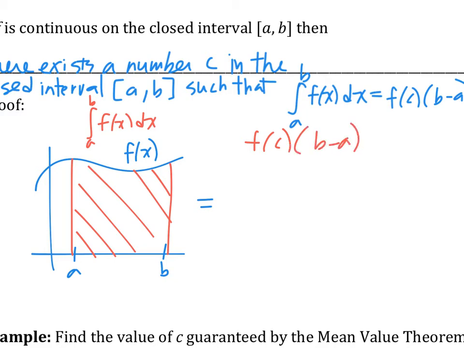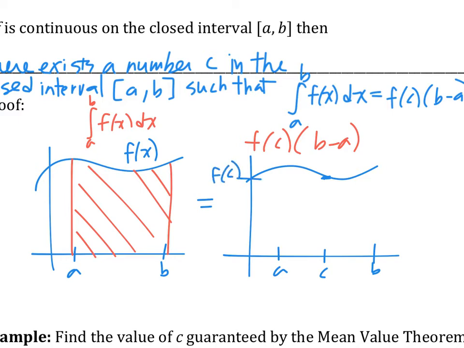What does that actually mean? Let's draw that graph again. So this is the graph. They're saying that between a and b, there must be some number c. Let's just say here, so that f of c means here, right? This is f of c, the height at c, times b minus a. So it's going to be the height times the length.